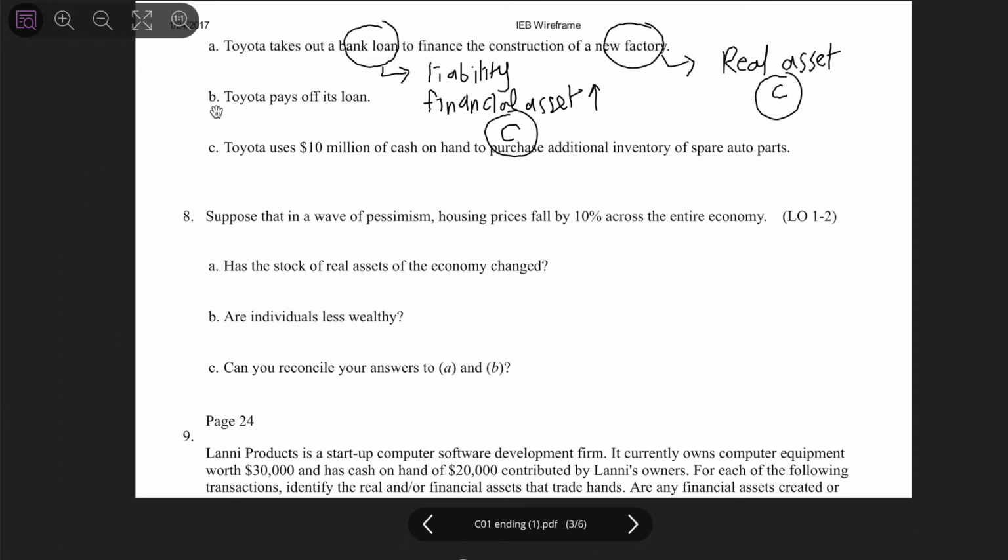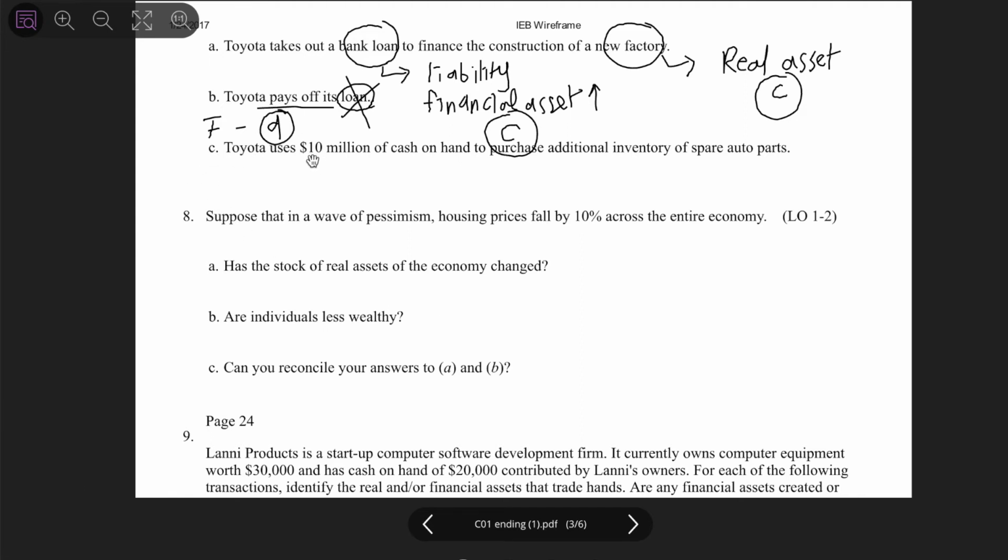Let's move on to B. Toyota pays off its loan. So we don't know how the revenue was for Toyota, but they paid off its loan. So what was destroyed? We had the liability to pay back the bank, and now it's gone, right? So the financial asset was destroyed, right?